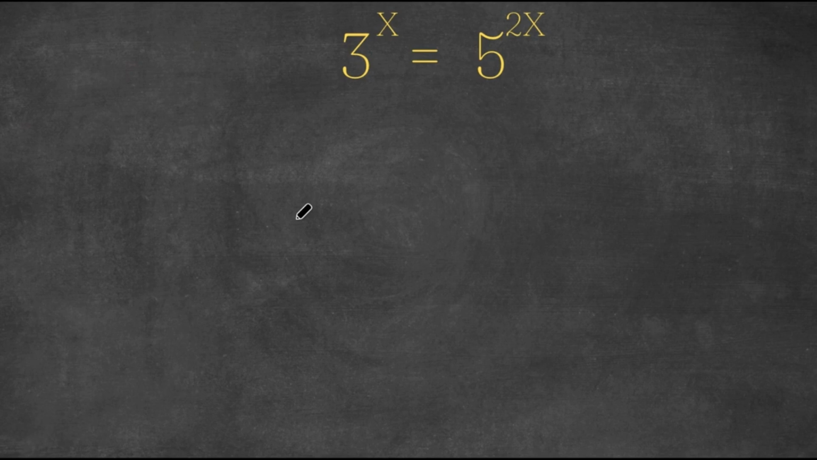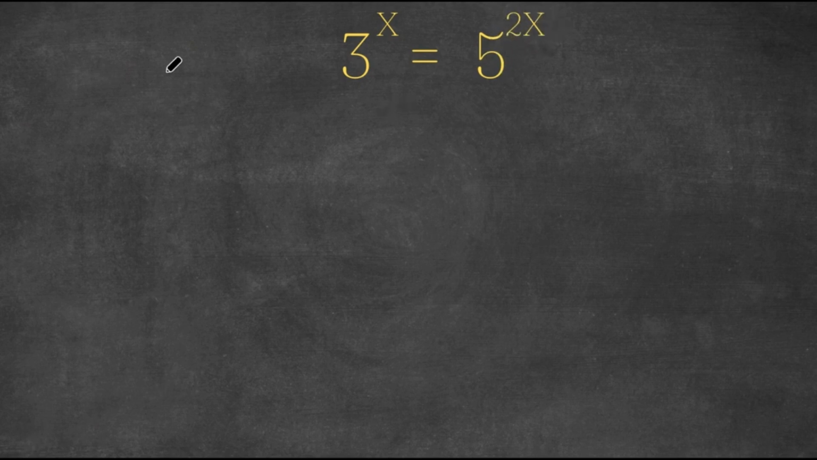Guys, welcome back to Click Academics. In today's video, I'm going to be teaching you guys how to solve this exponential equation. So we have 3 to the power of x equals 5 to the power of 2x. And what we're first going to do is we're going to simplify this right-hand side of it. We have 5 to the power of 2x.